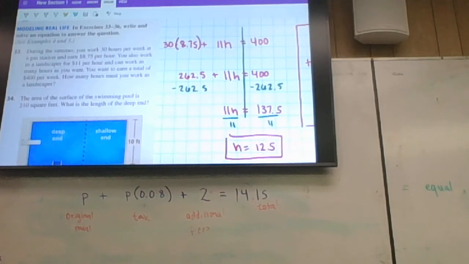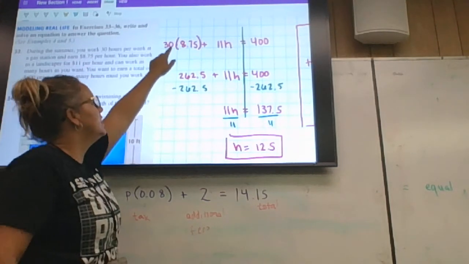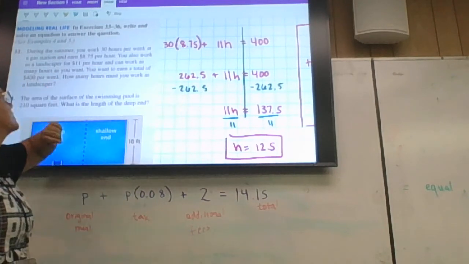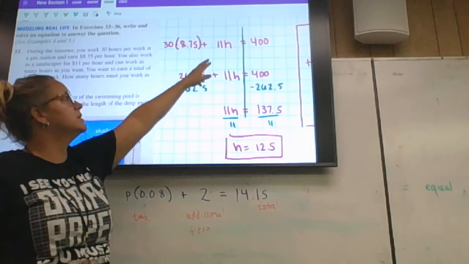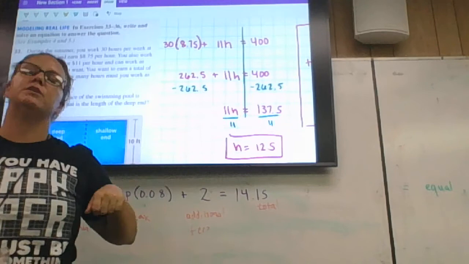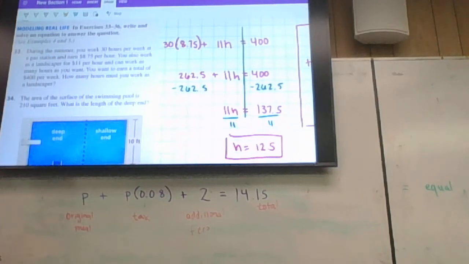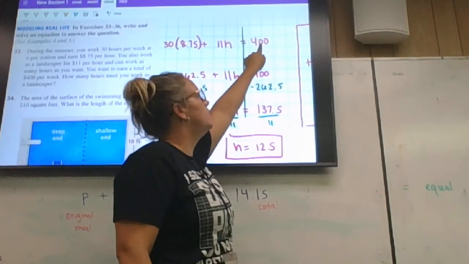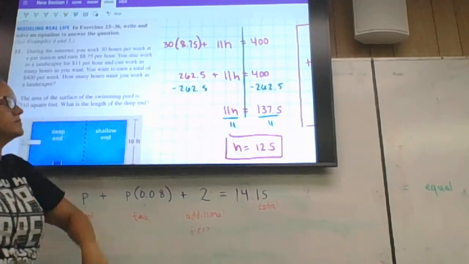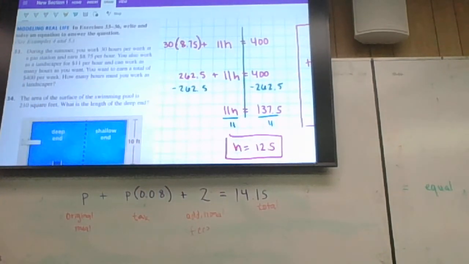During the summer, you work 30 hours per week at a gas station and earn $8.75 per hour. The word per means multiply. So I got 30 hours times $8.75. You also work as a landscaper for $11 per hour. 11 times 8. It doesn't say how many hours you're mowing the lawn. You're edging. It doesn't tell you that. You want to earn 400. So this is like word problem number 1, where you put one of the numbers in the result spot. You want $400 total. There it is. Solve it from there.